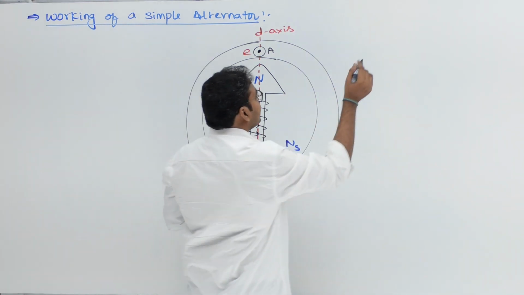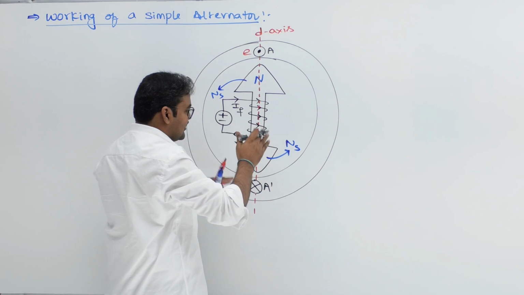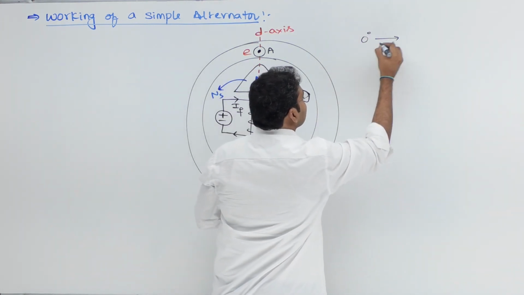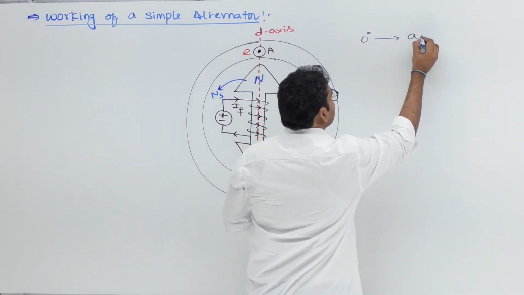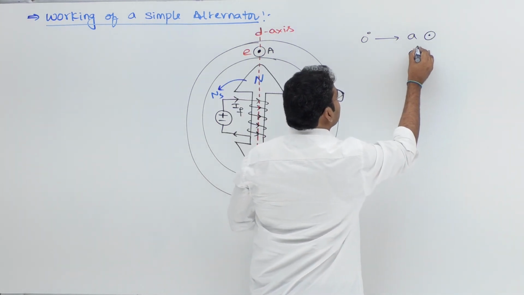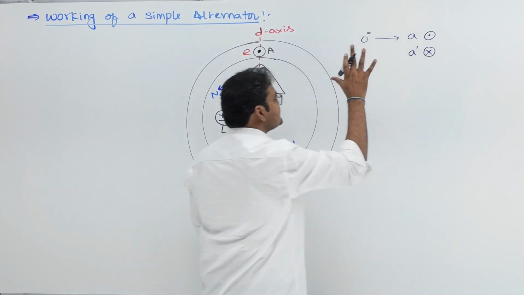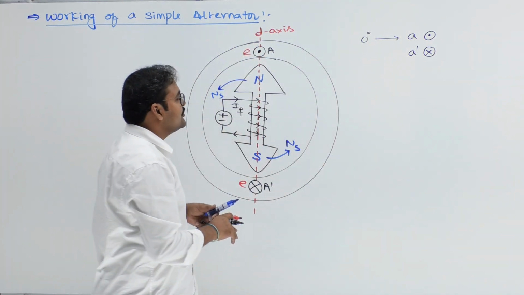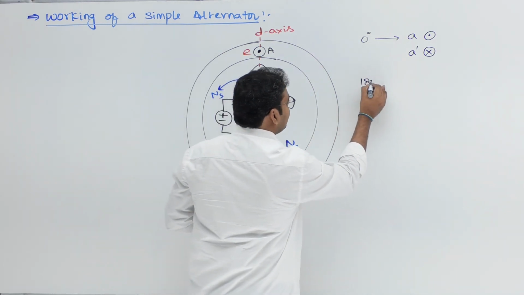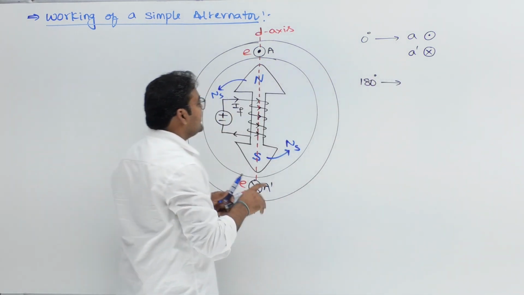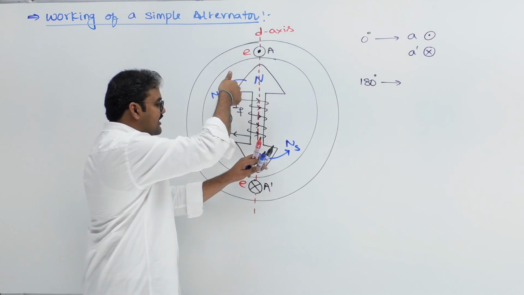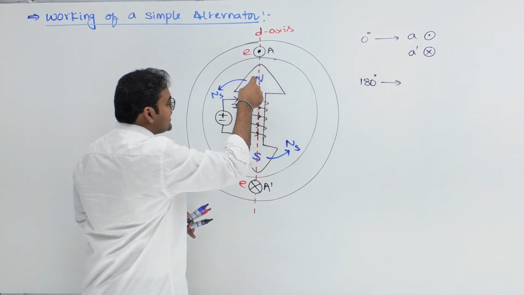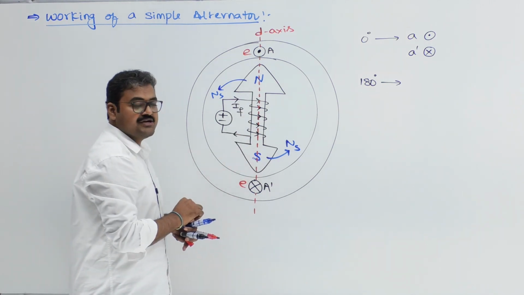Okay, so let us say this is the starting situation, that is the 0 degrees position. Conductor A has dot polarity, conductor A dash has cross polarity. This is the reference point, that is the 0 degrees position. Now you tell me, after 180 degrees what happens? After 180 degrees means, can I say this rotor is rotating? After 180 degrees, this south pole will go to this side and the north pole will come to this side.